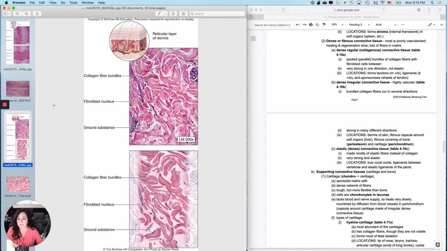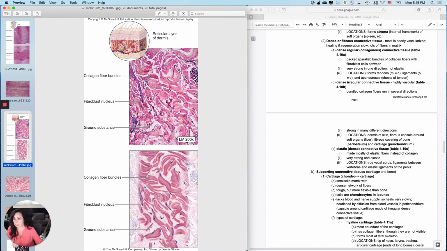You're going to find this one in what we call the reticular layer of the dermis down here. It's really strong, but it's strong in a bunch of different directions. So instead of bundled collagen fibers all running this direction, they're running in a bunch of different directions. So the metaphor is, instead of making one really strong rope, take the ropes and make a net out of it so that you can pull on it from a bunch of different directions.